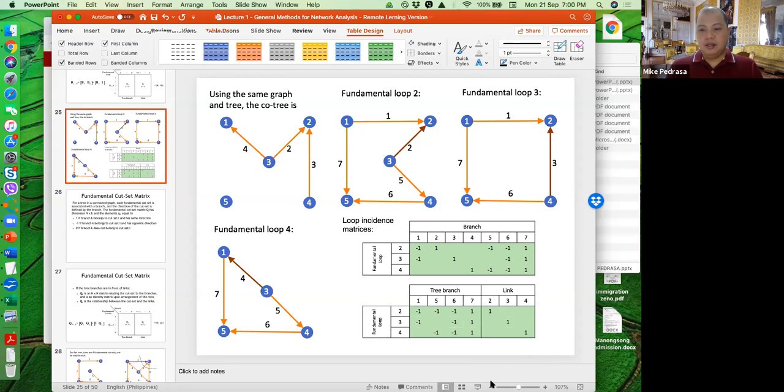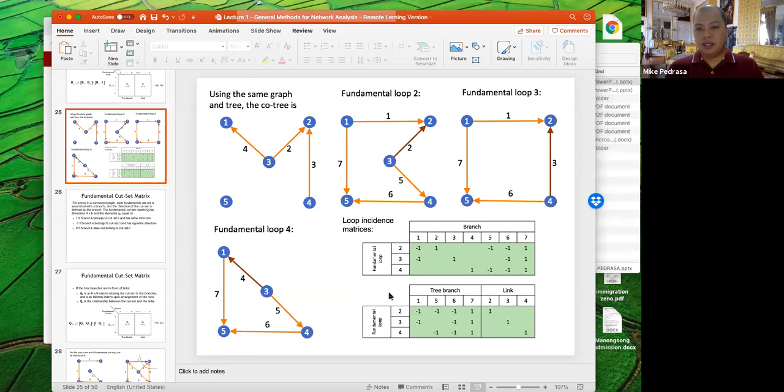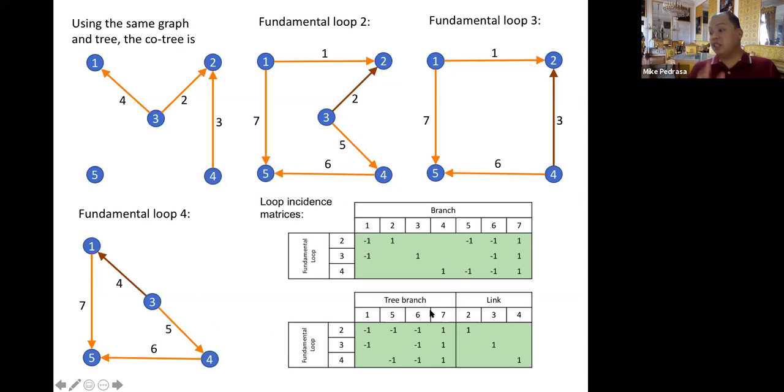Okay? So what I've done here at the bottom is I rearrange the columns such that the first 4 columns are the tree branches and the last 3 columns are the links. So the links are branches 2, 3, and 4. The tree branches are 1, 5, 6, and 7. So let's just jumble, rearrange the columns, and this is what we will do. Okay?